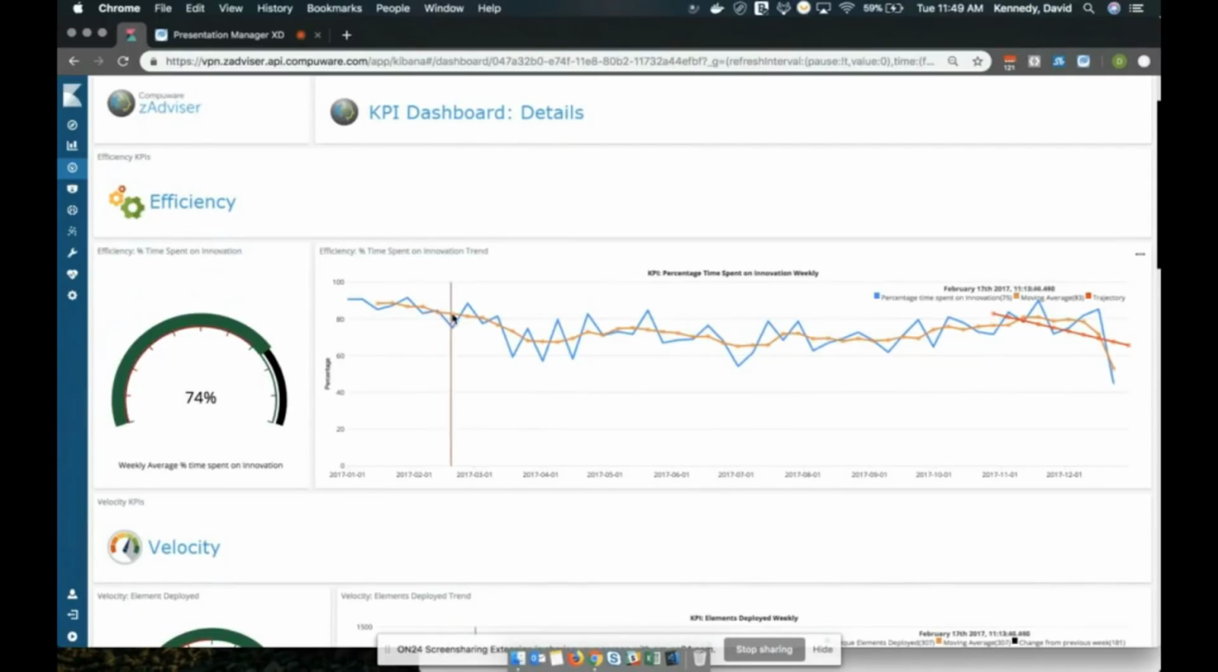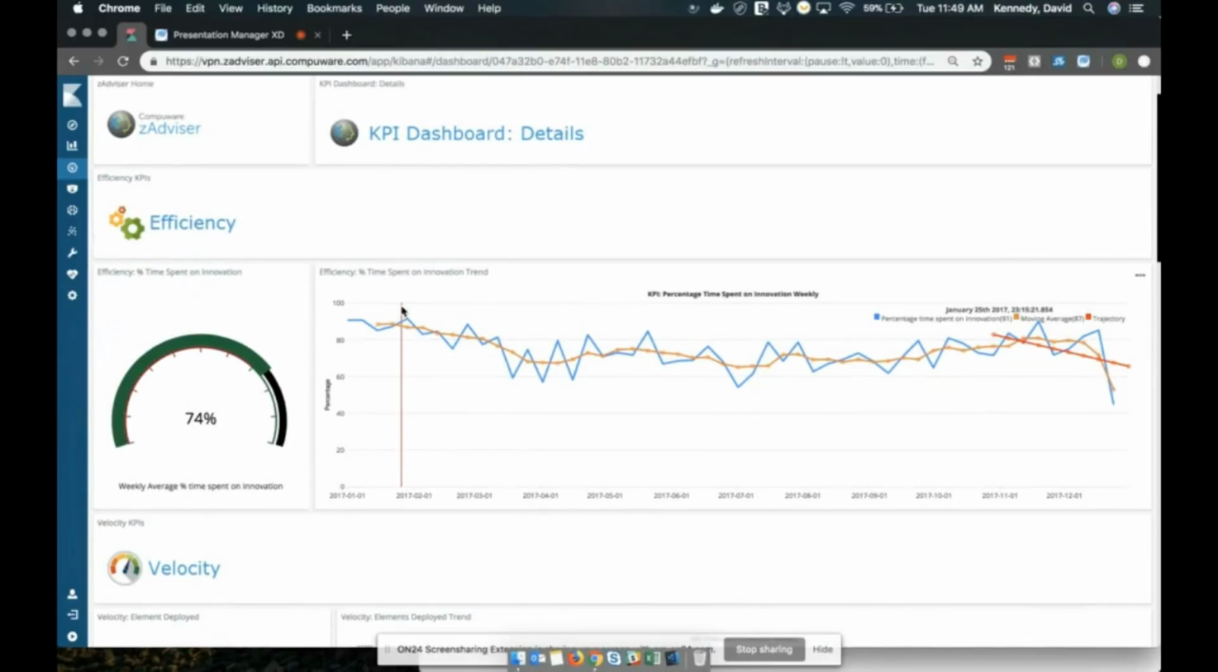And so you can see we kind of have an upper threshold or ceiling around 85 or so percent. The orange line here is a monthly roll-up, so kind of starting to show you week over week, quarter over quarter. And if you expand the timeline in zAdviser, you can see year over year, so you can start to see a trend. But we've also added this red line at the tail end here that shows the trajectory and in which direction you're heading.